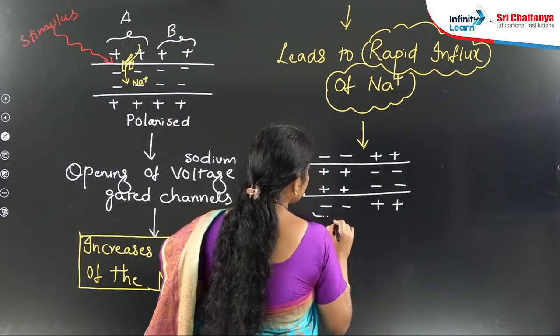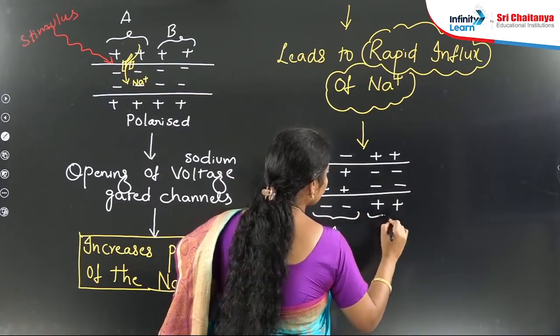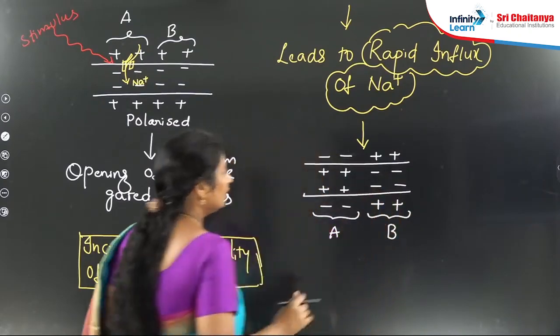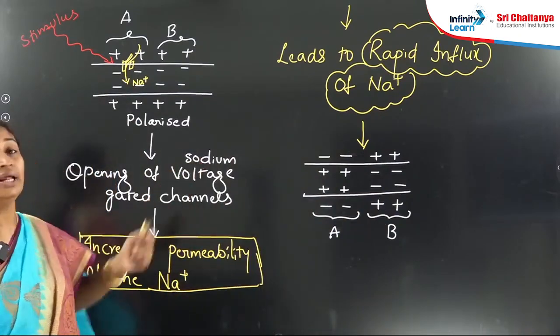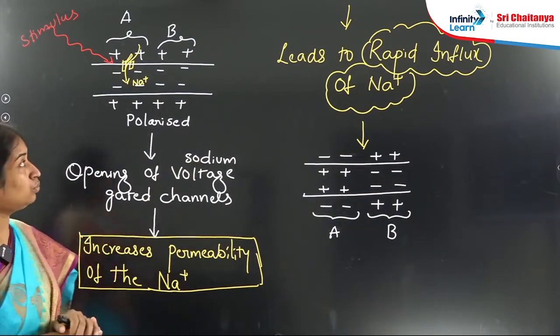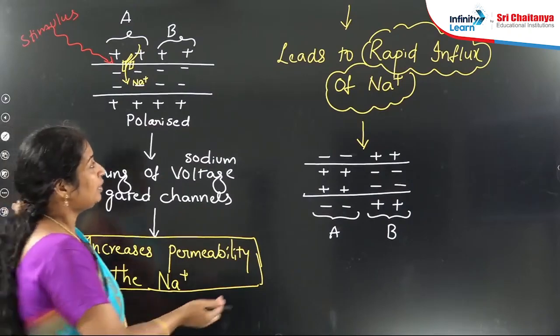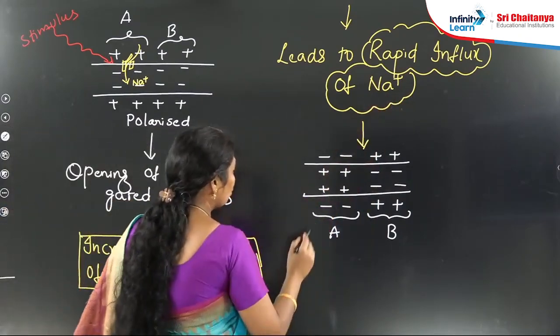So this is A site and this is B site here. Earlier it was positive outside, but now it has become negative. Why has it become negative on the outside? Because of the rapid influx of sodium.